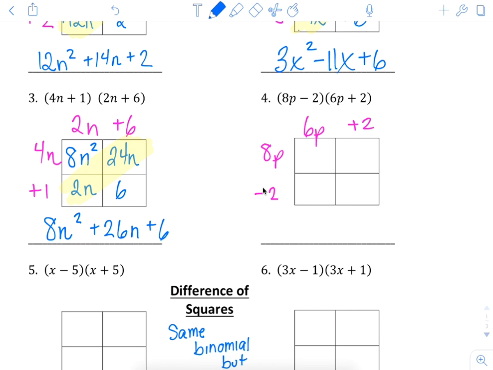Problem number 4, 8p and the 6p are going to multiply to make 48p to the second power, or p squared. The 8p comes over, multiplies with the 2 to make 16p. That negative 2 times the 6 is going to make negative 12p.